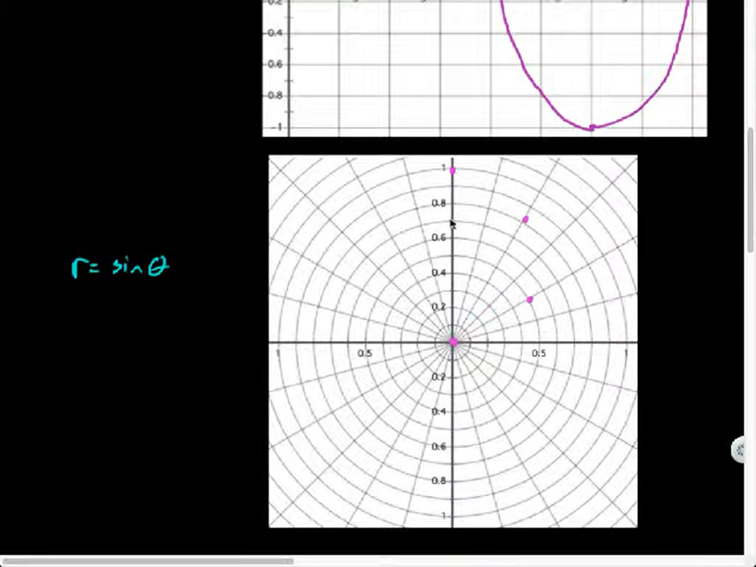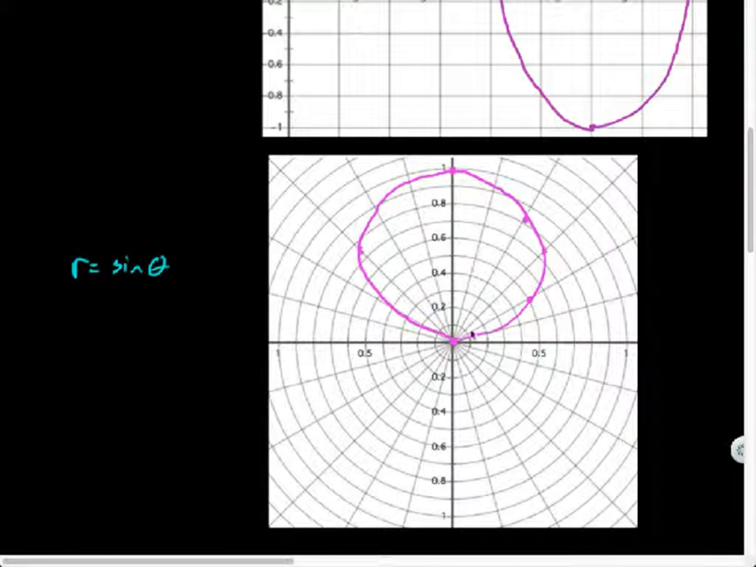So here's 0.6, here's 0.7. So at 45 degrees, it was somewhere like that. And let's see, at 135 degrees, it's also at 0.707. And then it comes down. So it turns out this graph is a circle that does not have its center at the pole. Isn't that kind of crazy?